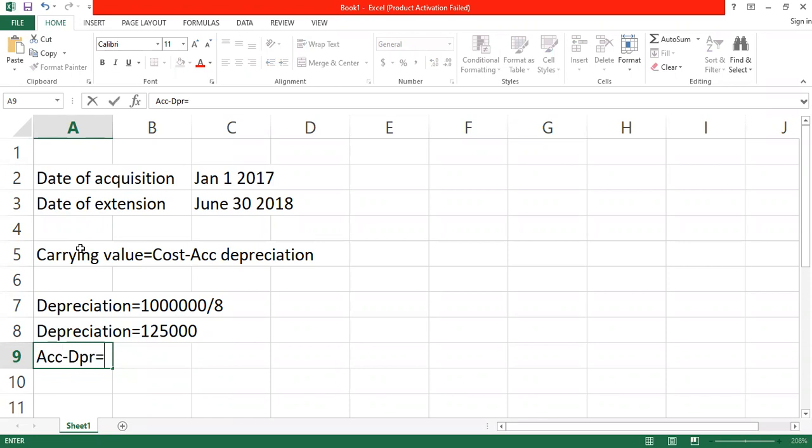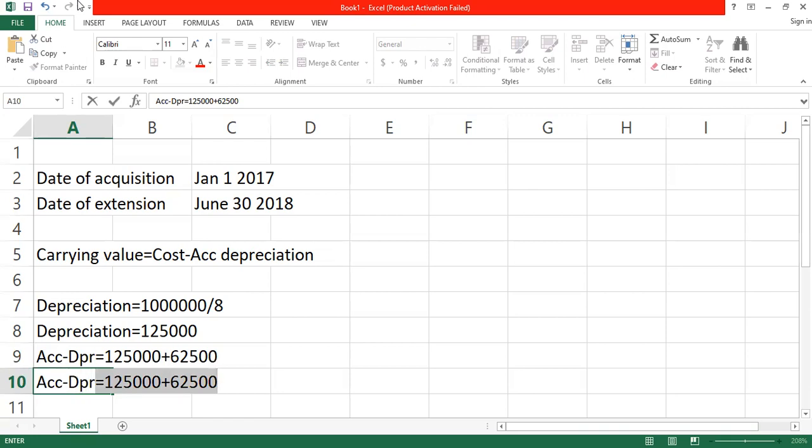62,500, isn't it? So it means that 1.5 years will be 125,000 plus 62,500. Am I correct? Yes. So the total accumulated depreciation will be what? 187,500. Okay. But what was the original value of the assets?